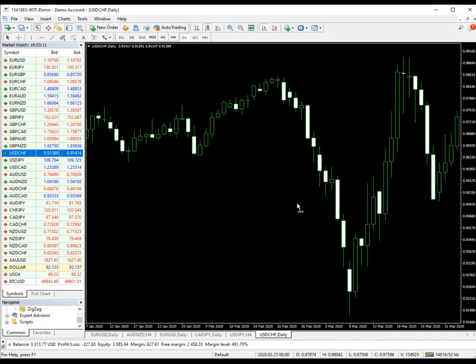So that is that. Look at another one here. I've just gone back a bit more and I'm seeing another one here. Look at one here. Another spinning top here.